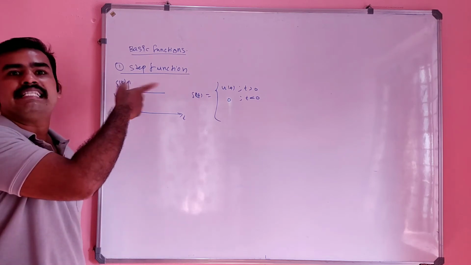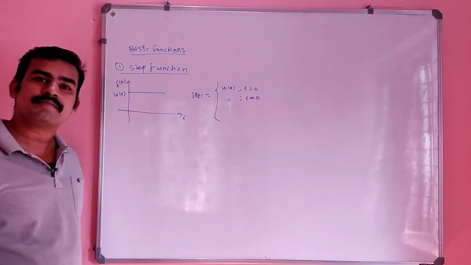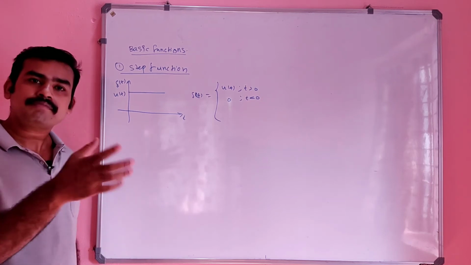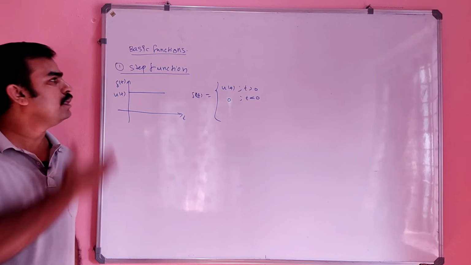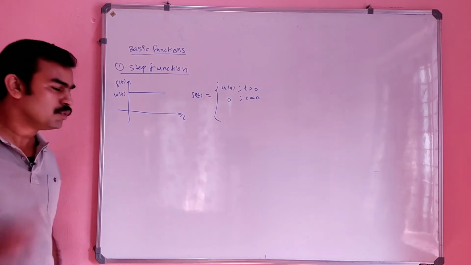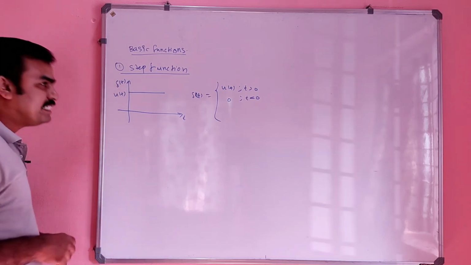That will be a step function. That means if you draw the voltage across it with time, you will definitely get this step function. Clear? So that is the indication. So first you have to see the step function.